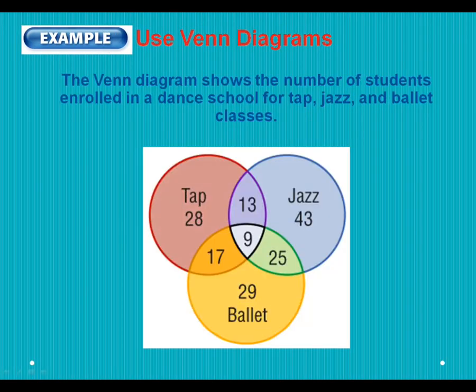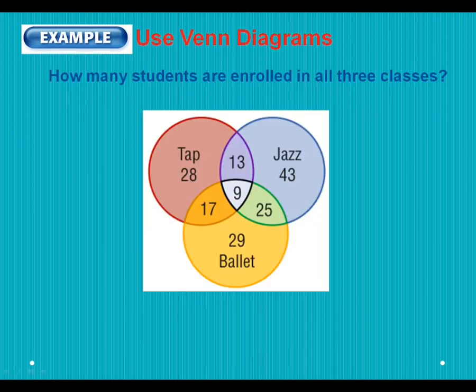The other section is a Venn diagram. Now, Venn diagrams are another way to show and or, right? Conjunctions and disjunctions. So this shows the number of students enrolled in a dance class. How many students are enrolled in all three? Where is that number on here? Right. The part that overlaps with everything is who's enrolled in all three.